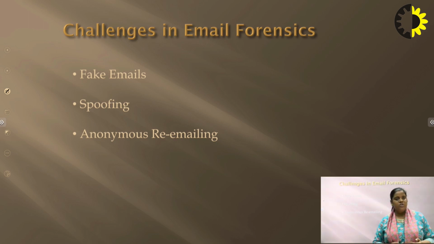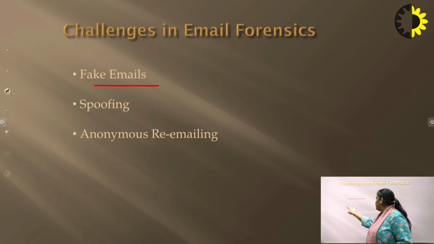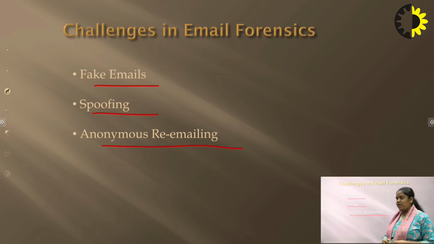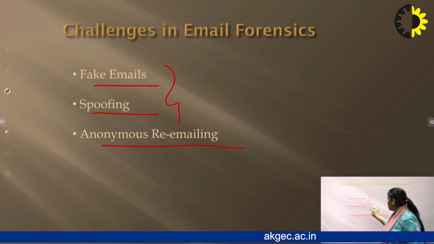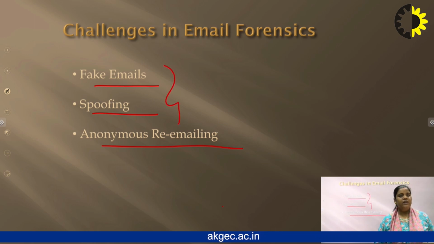Then what kind of challenges are involved in email forensics? There are so many challenges involved in email forensics, but here are a few important challenges which we have to consider. First of all, fake email, spoofing, and anonymous emailing. In a fake email, it is difficult to identify the sender or the receiver. In spoofing or anonymous re-emailing, it is difficult to identify the real or actual IP address of the sender or the receiver. So these patterns will be difficult to tackle to identify or collect evidences related to email forensics.